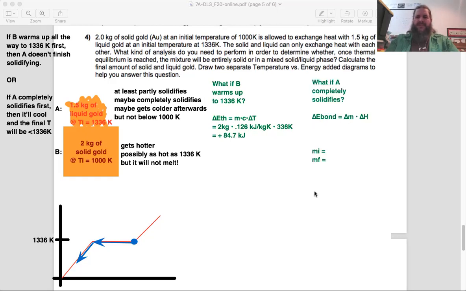In terms of mass? Yeah, we start with 1.5 kilograms of liquid, and we're assuming that we end with 0 kilograms of liquid. So final minus initial would be what value? Yeah, strictly speaking, we'll use negative 1.5 kilograms for the delta M here. And then delta H, we'll want to look that up on the data table as well. So delta H for gold melting, heat of melting, 62.8 kilojoules per kilogram.